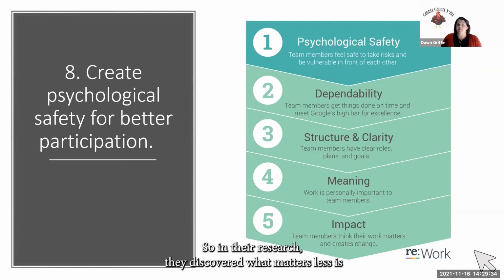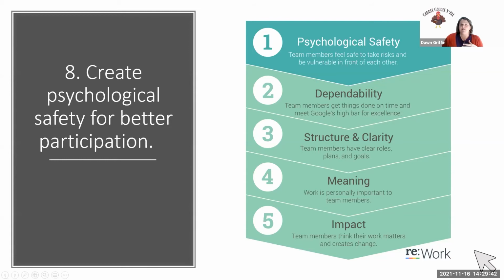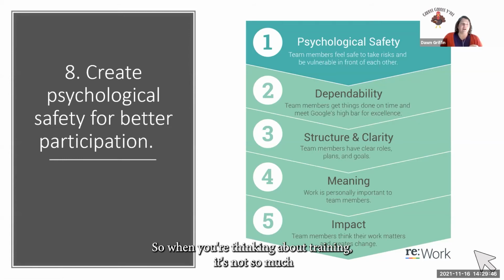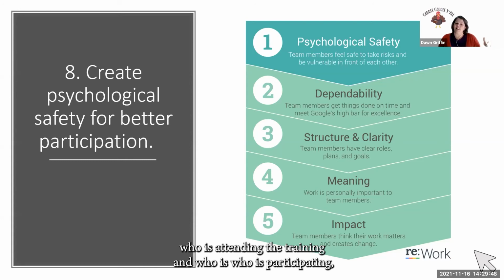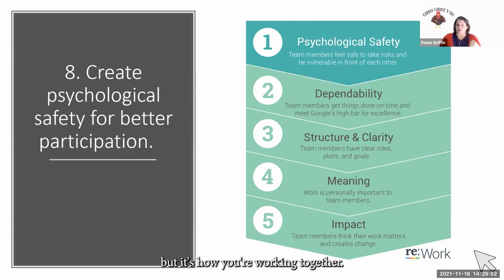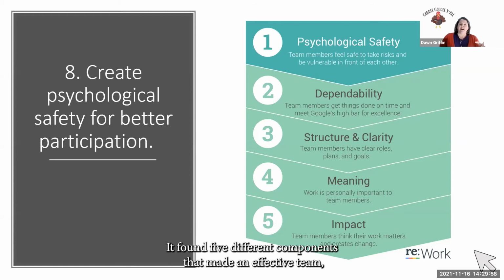In their research, they discovered that what matters less is who is on a team, but how that team works together. So when you're thinking about a training, it's not so much who is attending and participating, but how you're working together. Project Aristotle was the name of the project. It found 5 different components that make an effective team.